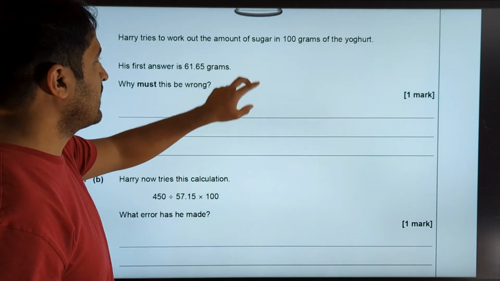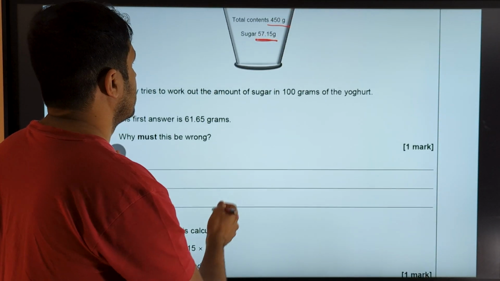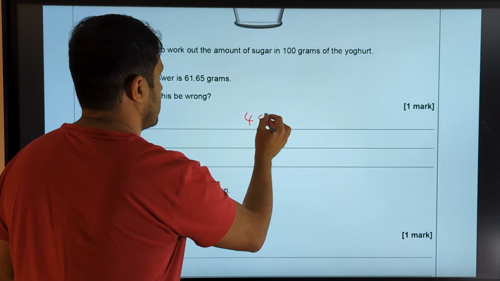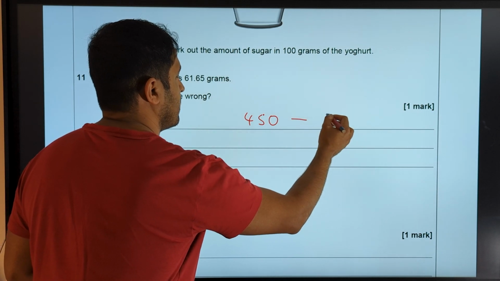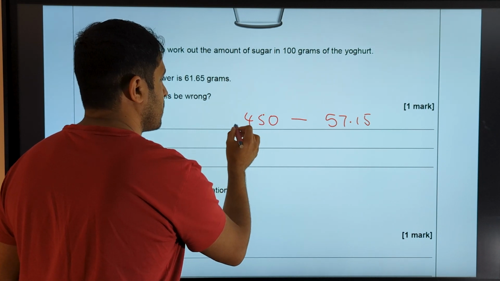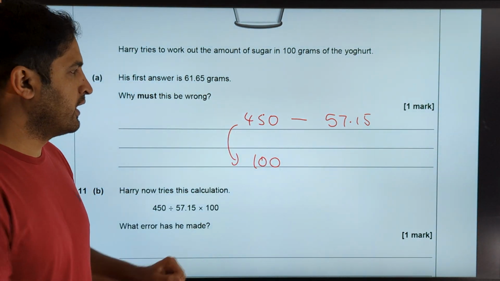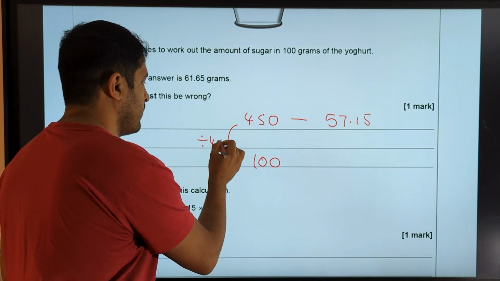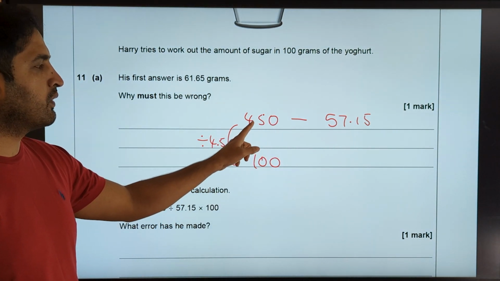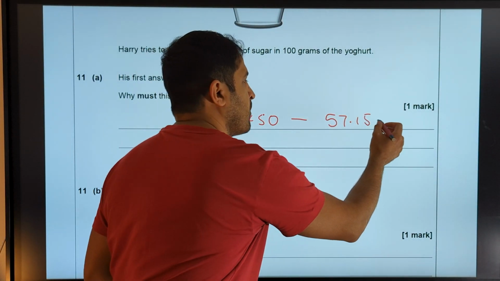Okay, so we're going to start writing this information down. Both of these answers are linked, so we're going to work it out exactly. Okay, so 450 grams has 57.15. Now we're going to go from 450 to 100 grams. How do I go from 450 to 100? Divide by 4.5. Again, you have a calculator with you. You do 450 divided by 100, that will give you 4.5. So if I divide this side by 4.5, I need to divide the right hand side by 4.5 as well.